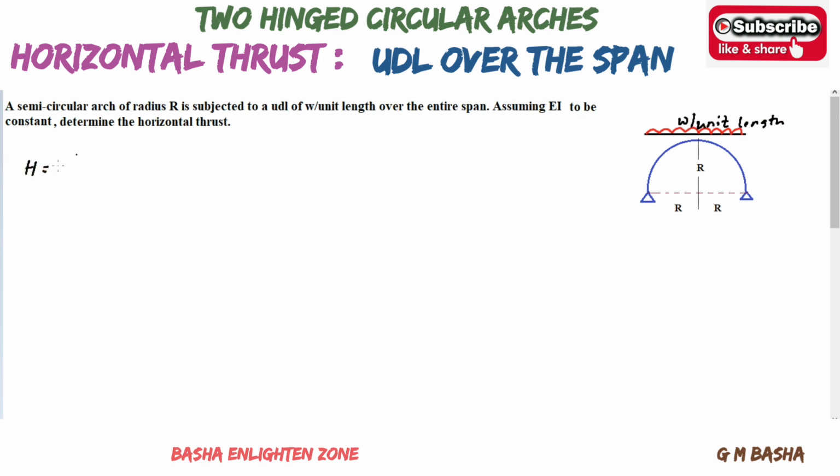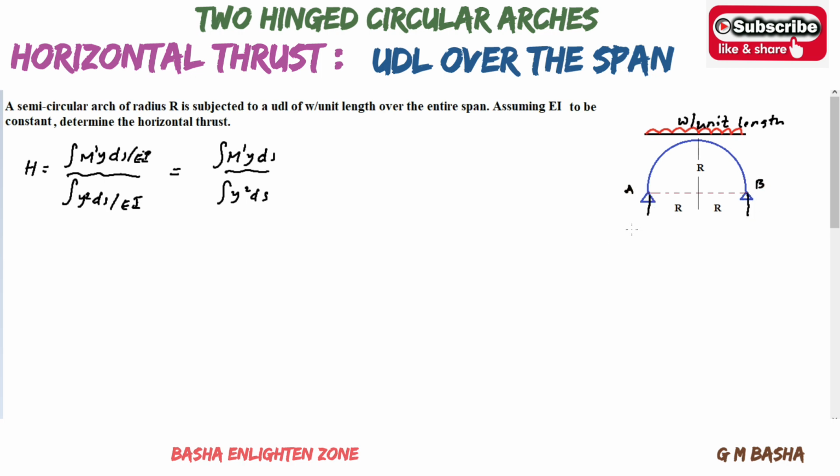We know the formula, H will be equal to integral of m dash y ds by EI divided by integral of y square ds by A. Here A is constant, so you can take the formula directly, integral of m dash y ds by integral of y square ds. Like in the previous problem, first find the reactions at A and B; both are hinged at the ends. At the crown it is not hinged, this is a two hinged arch only.